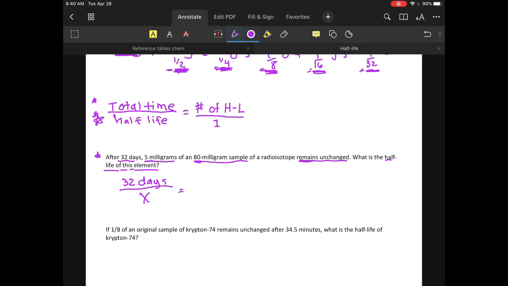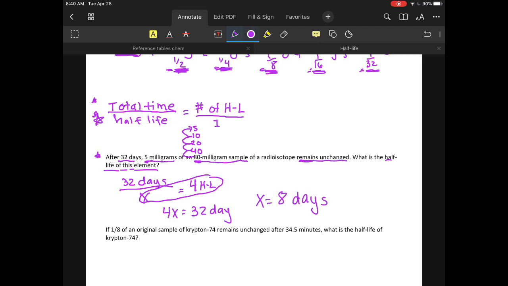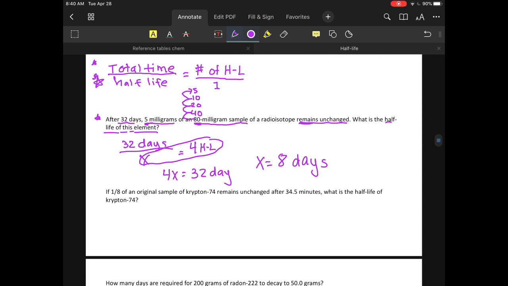So if I started with 80 milligrams and 5 milligrams remain, well, how many half-lives is that? Well, half of 80 is 40, half of 40 is 20, half of 20 is 10, half of 10 is 5. That is 1, 2, 3, 4 half-lives have passed. So 4 half-lives. And now I just simply cross-multiply. 4x equals 32 days. This element has a half-life of 8 days. Okay, let's do another one.